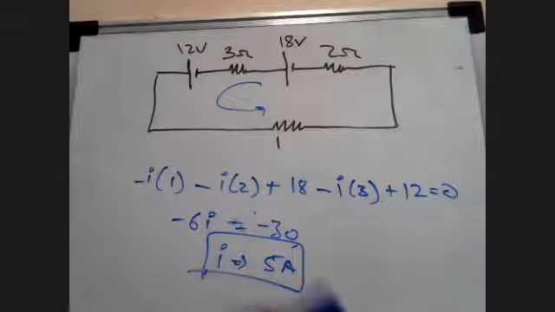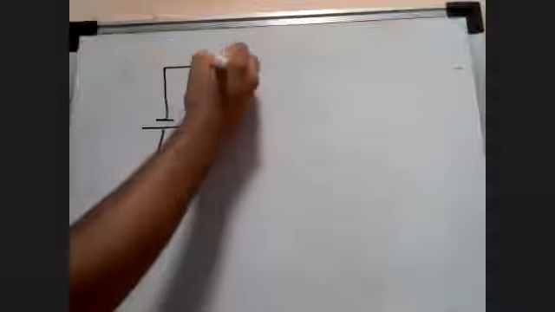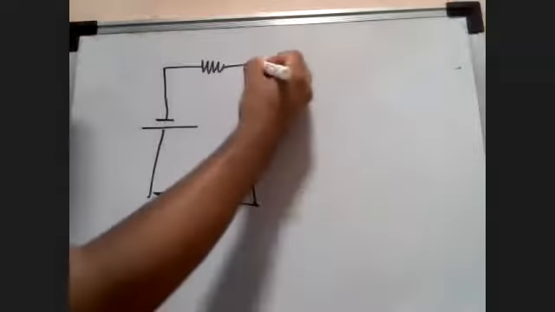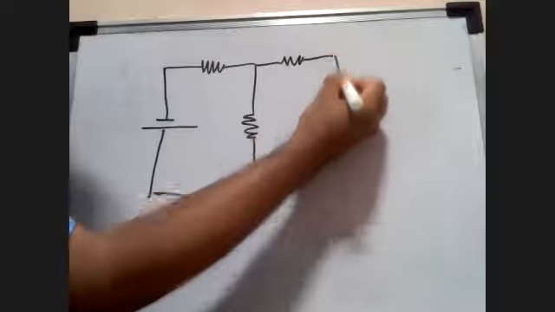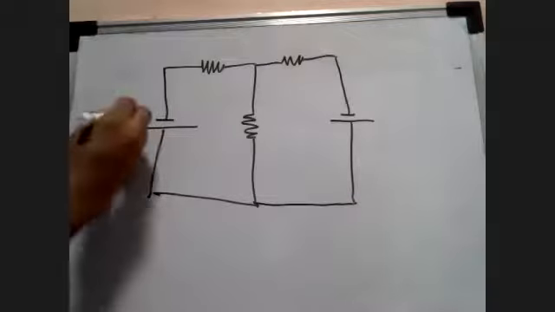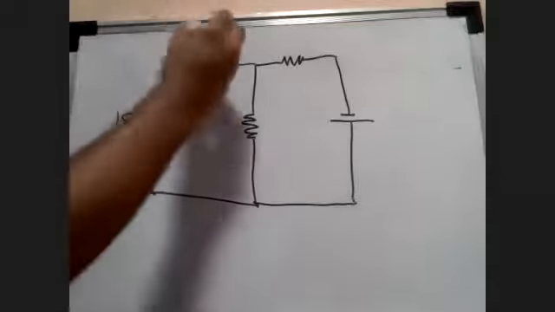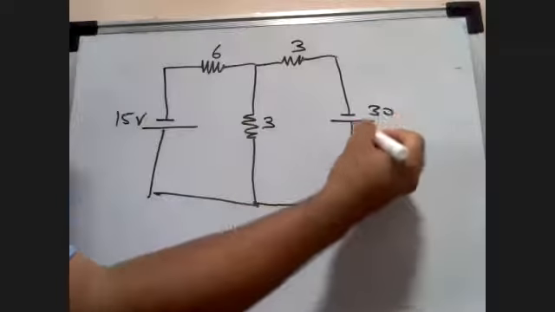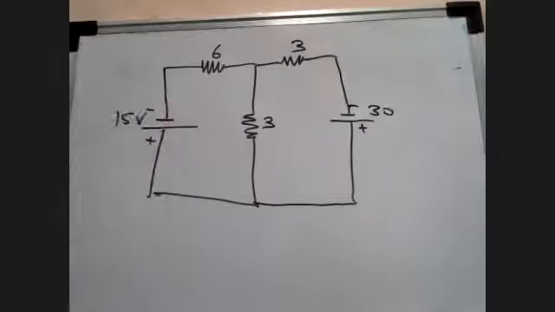Let's go to another one. This time we'll take 2 loops. So how can we approach this?